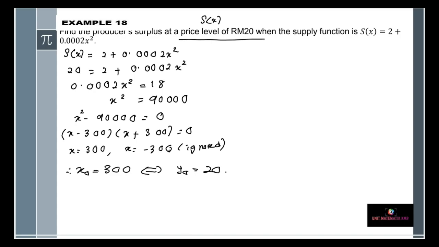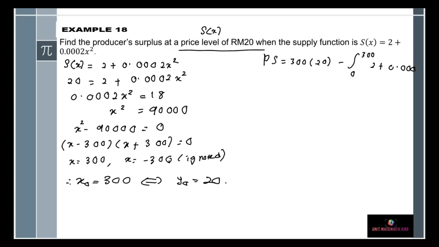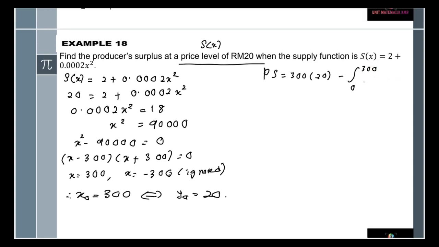Right, so the question asks to find the producer surplus. So the PS equals x0 y0, so 300 multiplied by 20, minus the integration from 0 to 300 of 2 plus 0.0002x squared dx.